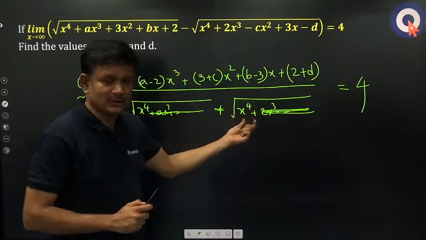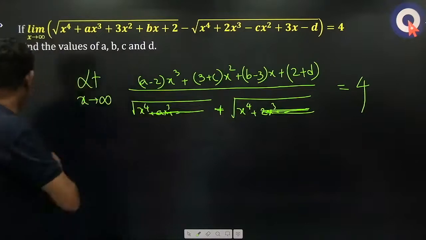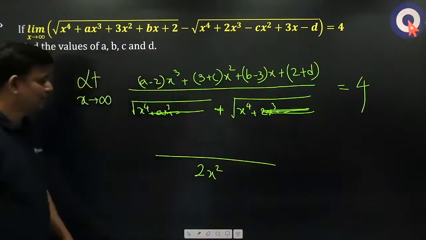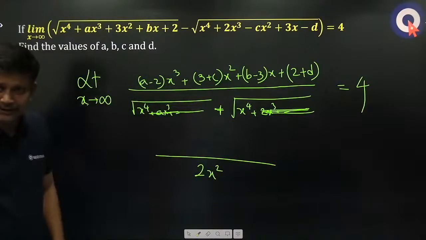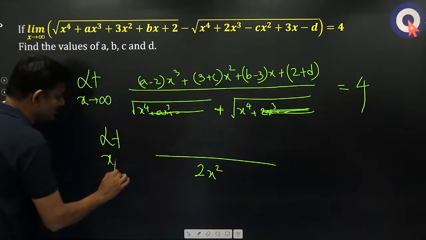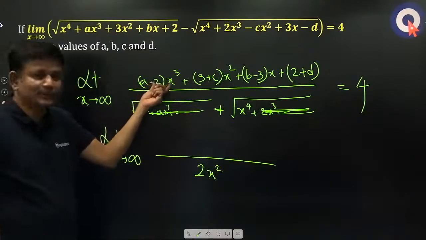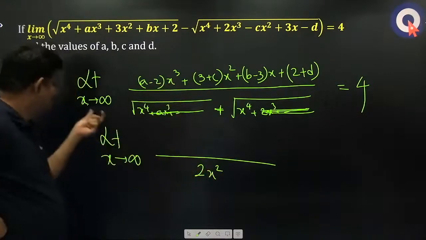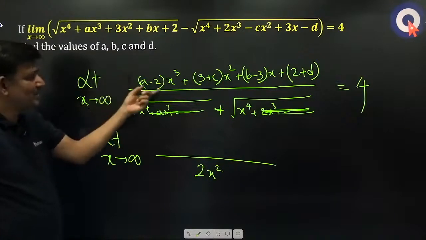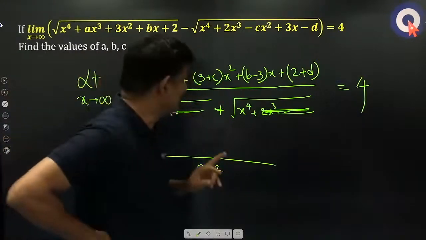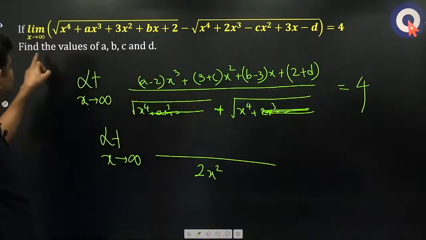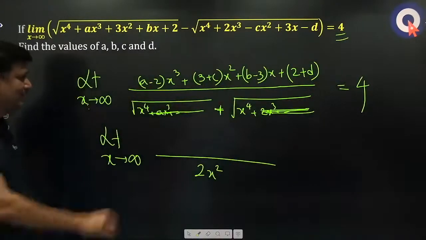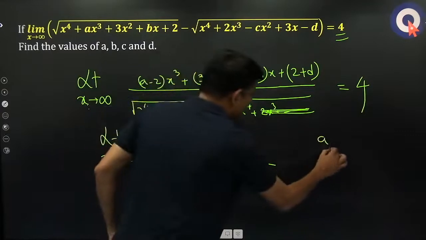ये कितना हो गया? x square. ये कितना हो गया? x square. So denominator what is it? 2x square. X is tending to infinity. Denominator is 2x square. Now can there be x cube term in the numerator? X cube numerator में है तो x cube by x square कितना हो जाएगा? x is tending to infinity. So answer depending on a minus 2 will be either plus infinity or minus infinity. So there should be no x cube term. If you want the answer to be finite, answer is given to be 4. It's a finite number. So x cube term should vanish. That means a should be equal to 2.